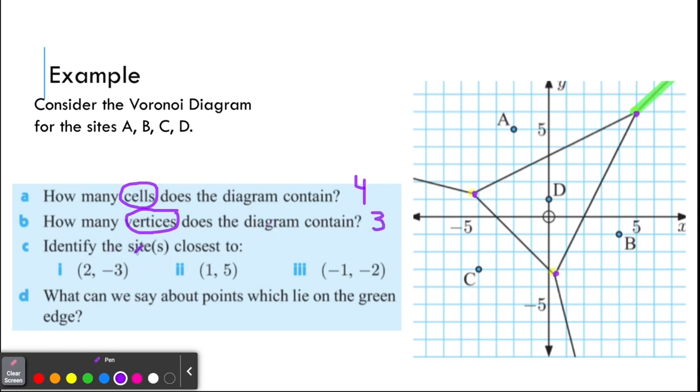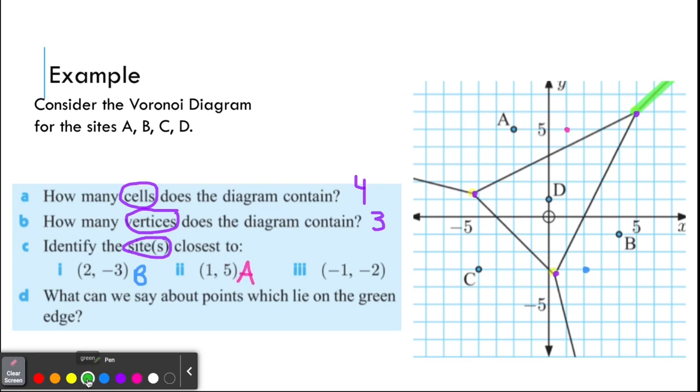Identify the sites that are closest to these points. Okay, let's look at the first one, 2 and negative 3. This point is in the cell B. Therefore, the closest site to here is going to be B. If we look at 1 and 5, 1 and 5 is here. Since it's in the cell A, the closest site to this one is going to be A.